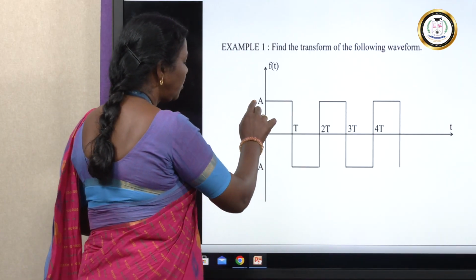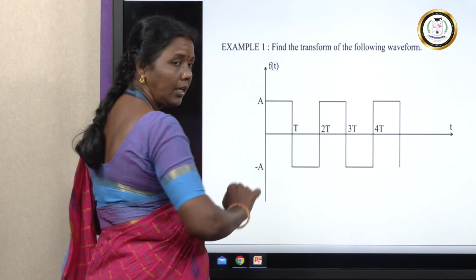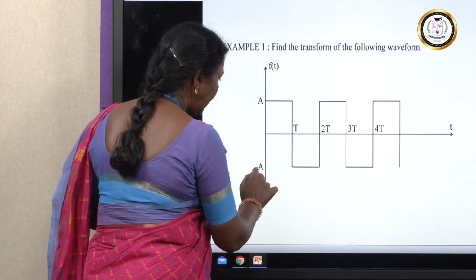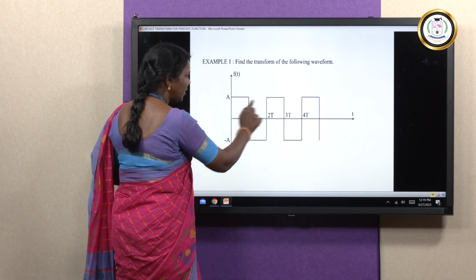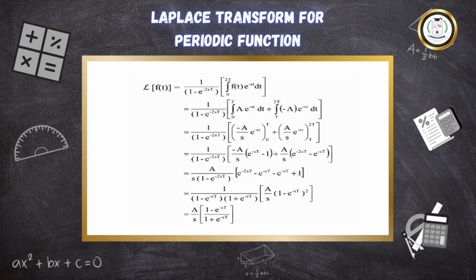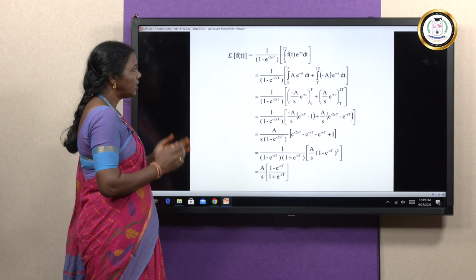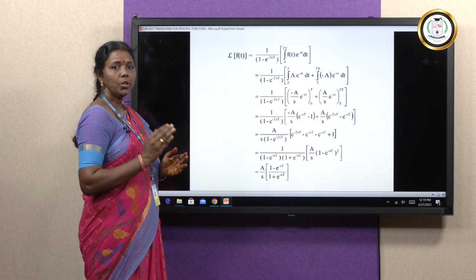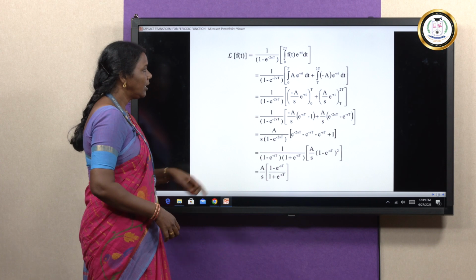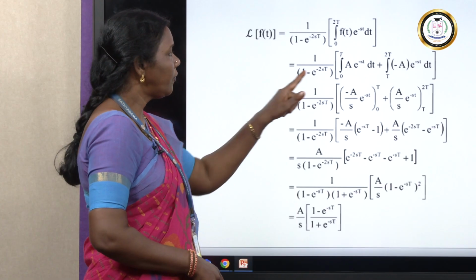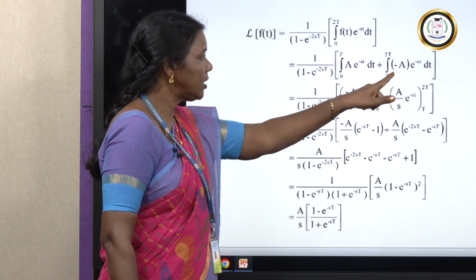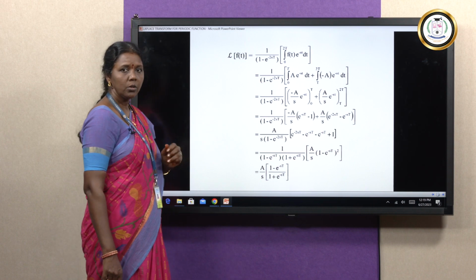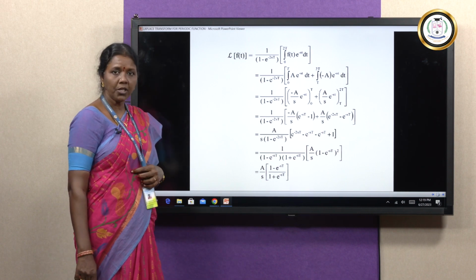See, between 0 to T it is defined as a, and from T to 2T it is defined as minus a. So in the same way, for negative we have minus a, for positive we have plus a. So 1 by 1 minus e to the power minus 2sT, integral 0 to 2T f(t) e to the power minus st dt. This integral 0 to 2T is divided into two subintervals: one is 0 to T, the other one is T to 2T. For 0 to T the function is a, and for T to 2T the function is minus a. Both are constant, so we only need to integrate the exponential term.